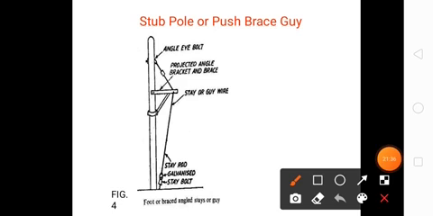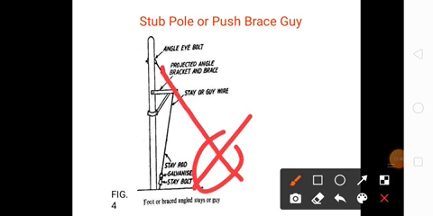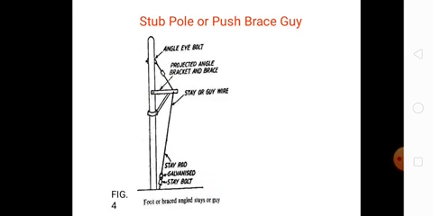See here, actually the guy was like this, but there is no space here. So we are using a stay or stub pole stay wire. From this we are connecting the stay wire.